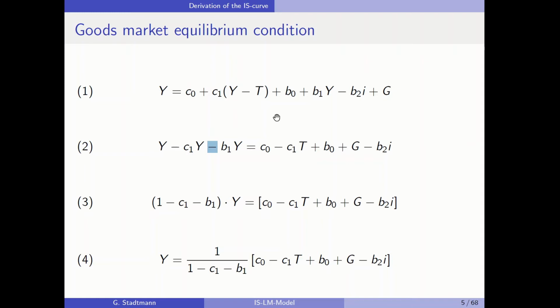Furthermore, on the right-hand side, we have minus C1T, minus C1T. The minus sign stems from the term in brackets. Then we can write Y out of brackets. We get 1 minus C1 minus B1 in brackets times Y. And in the next step, we divide by this term in brackets, and we have isolated Y on the left-hand side of this equation.